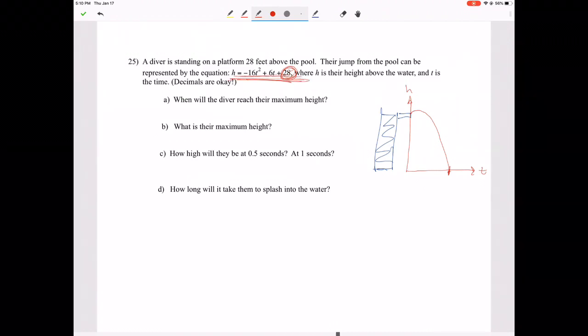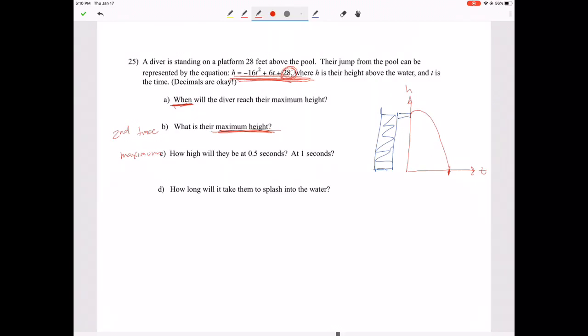What is the maximum height? Or, this is going to be a time. You could also say at what time will the diver hit the maximum height? And also they ask what is the maximum height. So on your graphing calculator, you plug this into your graph, you do second trace, and you choose maximum. You do left bound, enter, right bound, enter, guess, enter, and it would give you your answer, okay?